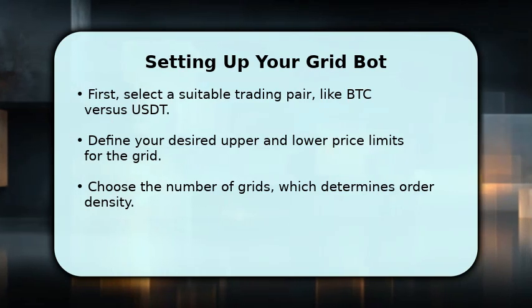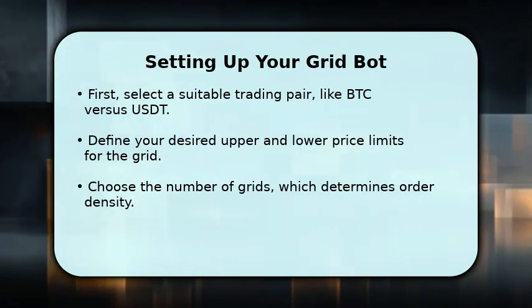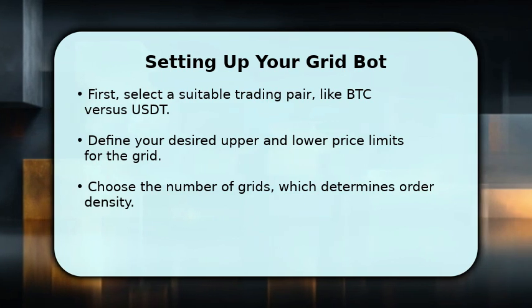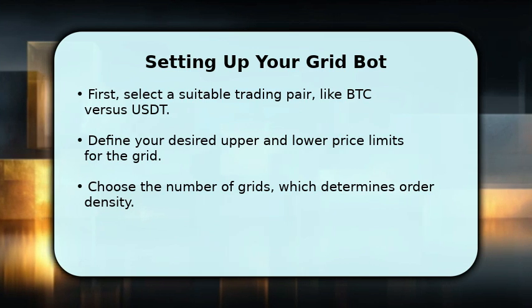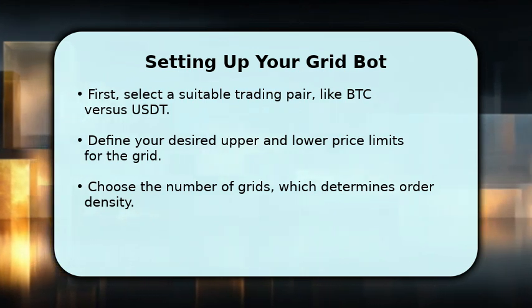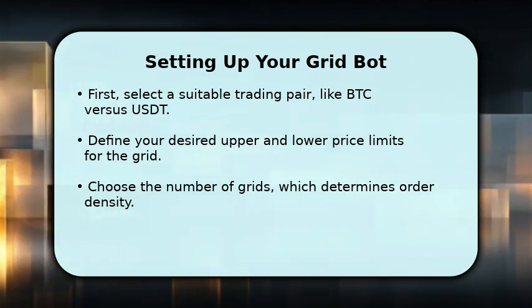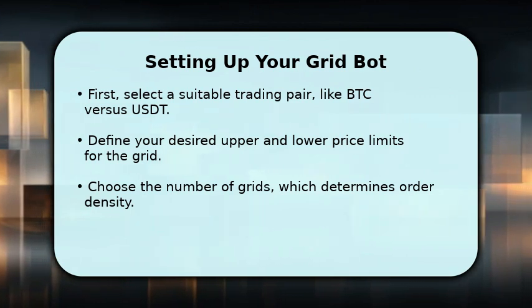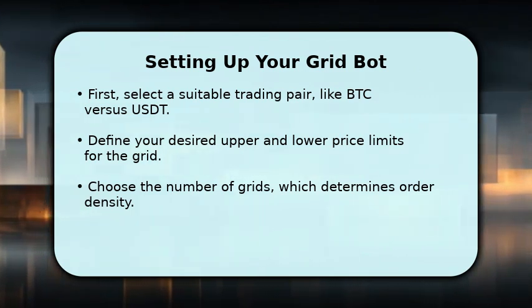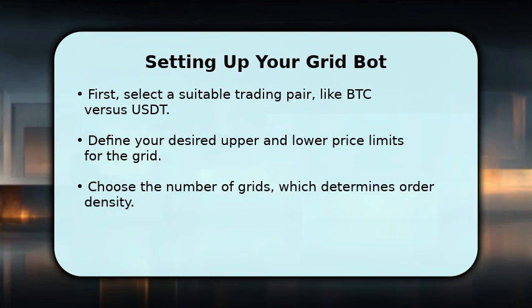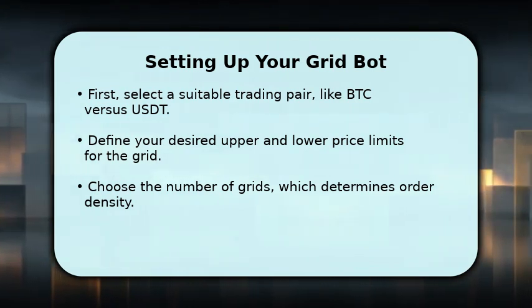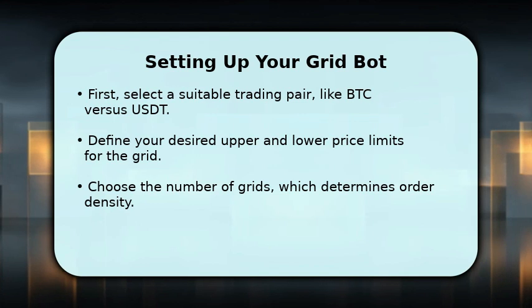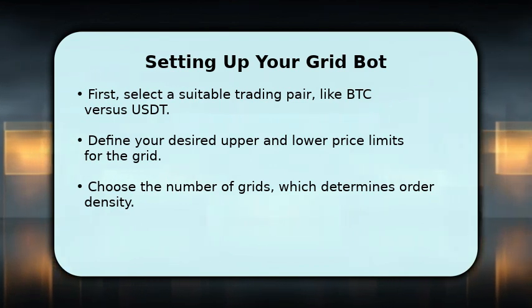To begin, navigate to the grid trading section on Binance. You will first select a trading pair, such as Ethereum versus US dollar Tether. Next, define your price range by setting both an upper and lower limit where the bot will operate. Then, decide on the number of grids. More grids means smaller profit per grid, but more frequent trades. Finally, input the total investment amount you wish to allocate to the bot, ensuring you have sufficient funds.